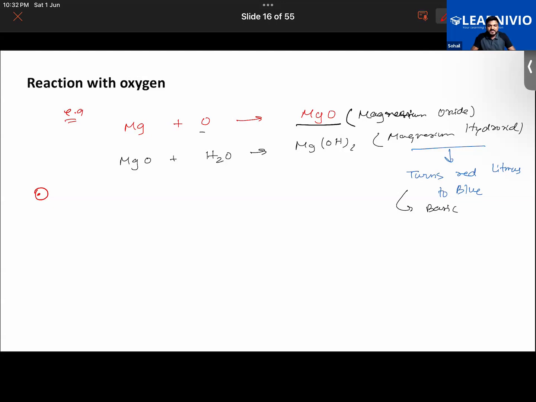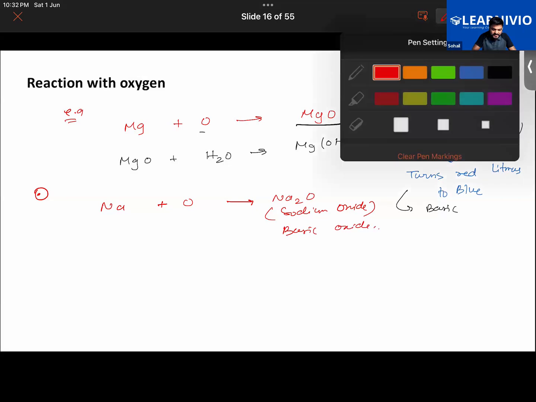Similarly, you can have several other examples, like that of sodium. Sodium is also a metal, and sodium will also react with oxygen. Upon reacting with oxygen, it forms sodium oxide. Again, sodium oxide is also going to be a basic oxide. It's going to be basic in nature.